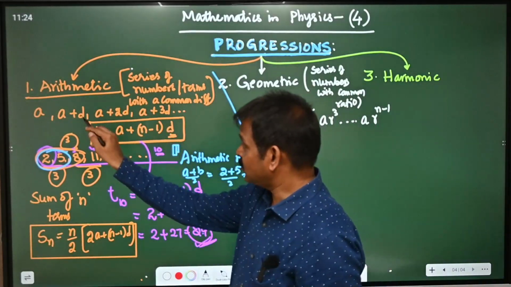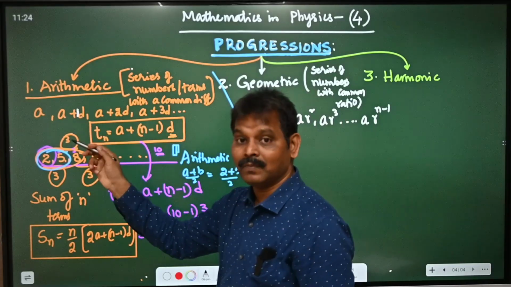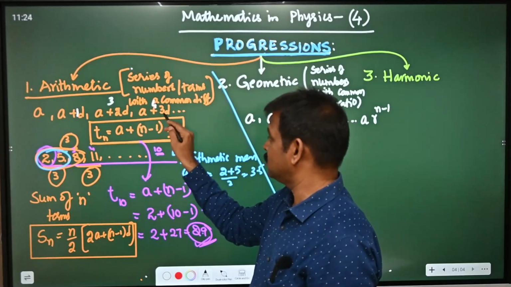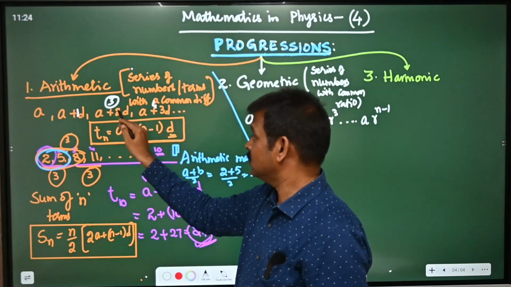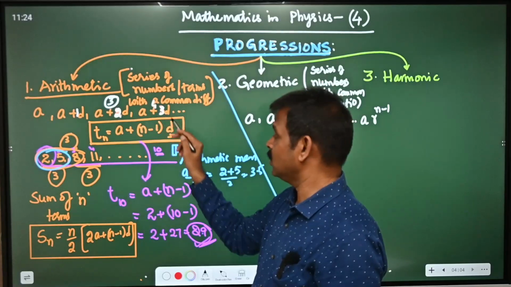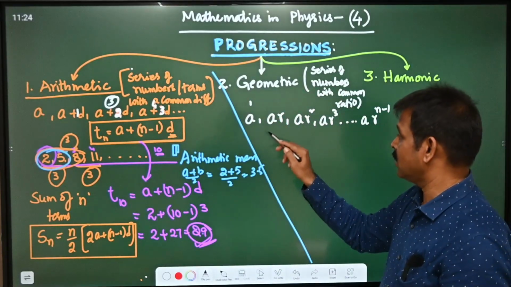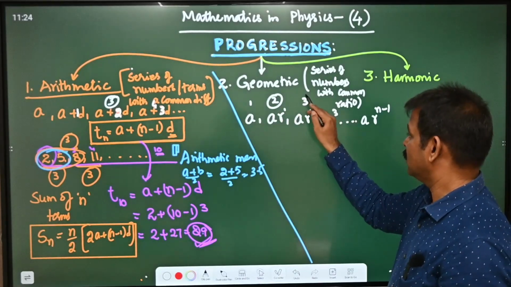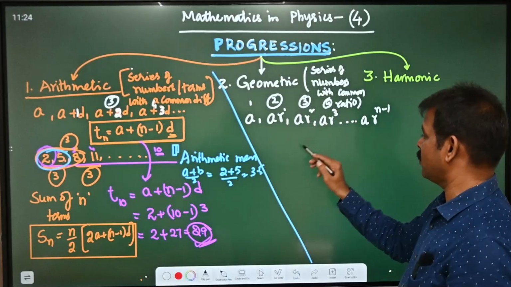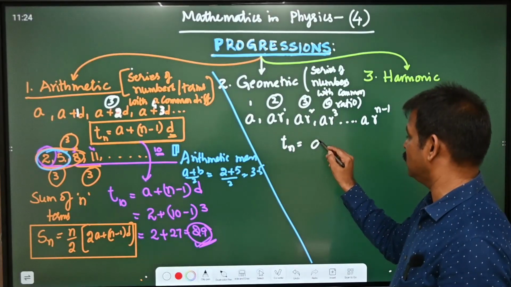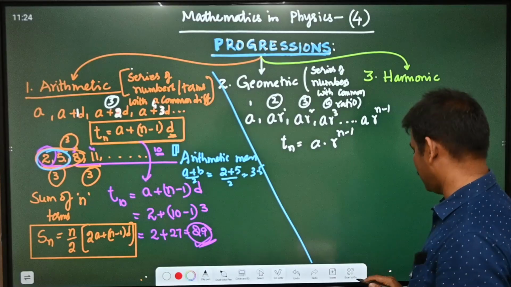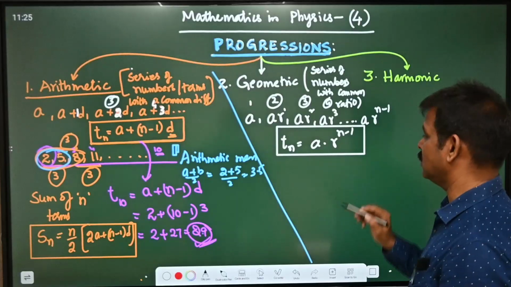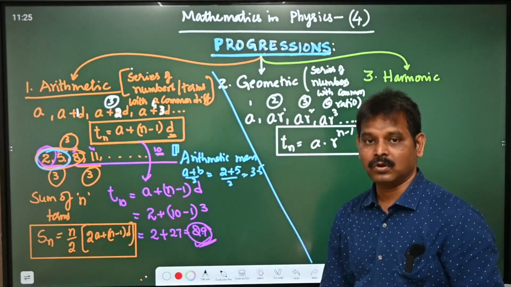Just like here, first term is A, second term is A plus 1D, third term is A plus 2D, fourth term is A plus 3D. Similarly here also, first term is A, second term A into R power 1, third term R power 2, fourth term R power 3. So here nth term is equal to A into R power n minus 1. A into R power n minus 1 is the formula to find out the nth term in geometric progression.